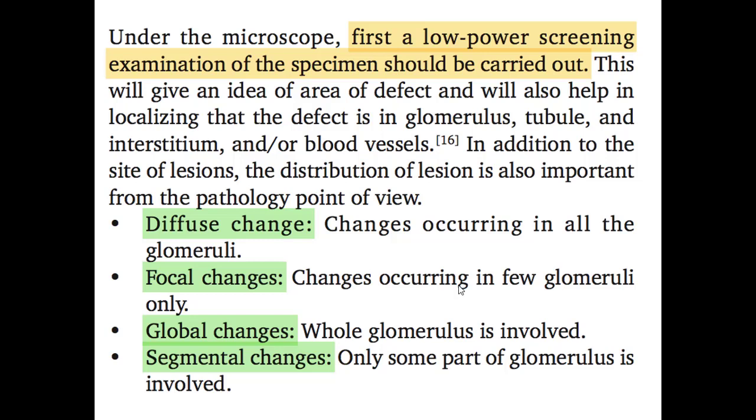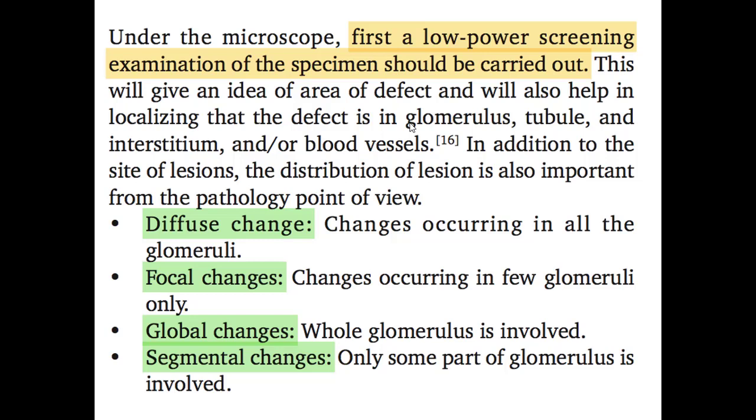Sectioning and powering. Firstly, I should see the core under the light microscopy, under the low power, then high power. Why? Because I'd like to describe a very important terminology you should know in the kidney biopsy. Under the microscope, first a low power screening examination of the specimen should be carried out. This will give an idea about areas of defect and will also help in localizing the defect. Is it in the glomerulus, tubules, interstitium, or blood vessels? In addition to the size of the lesion, the distribution of the lesion is also important from the pathology point of view.